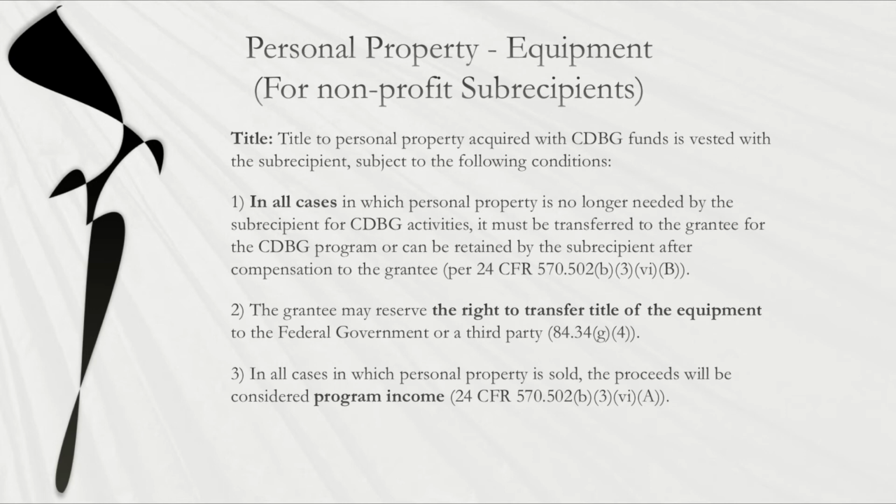One, in all cases in which personal property is no longer needed by the subrecipient for CDBG activities, it must be transferred to the grantee for the CDBG program, or can be retained by the subrecipient after compensating the grantee. Two, the grantee may reserve the right to transfer the title of the equipment to the federal government or a third party. Three, in all cases in which personal property is sold, the proceeds will be considered program income.